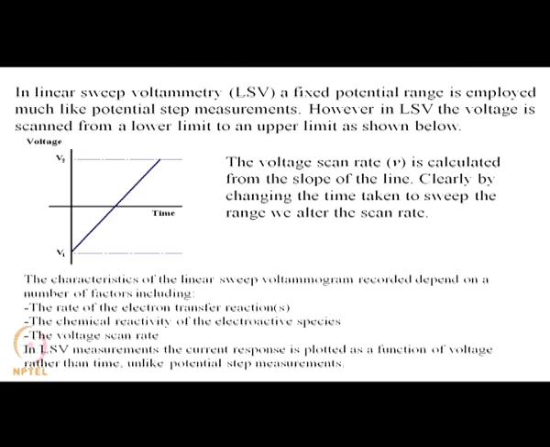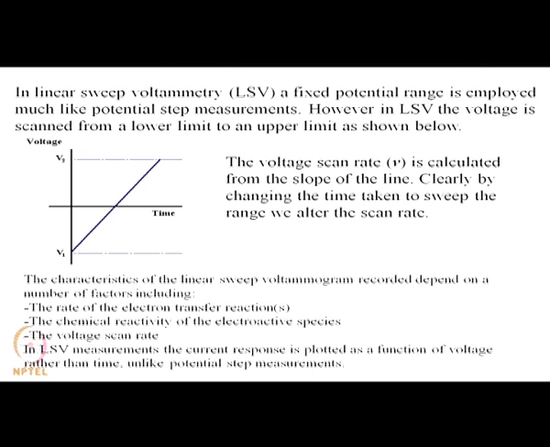Now, in LSV, linear sweep voltammetry, the voltage is scanned from a lower limit to an upper limit as shown here. So V1 to V2 is slowly increased. The voltage scan rate V is calculated from the slope of the line, because difference divided by time means how much voltage it has increased, maybe 2 units in 2 seconds. So 2 by 2 is 1. So the scan rate is 1 volt per, say, minute.